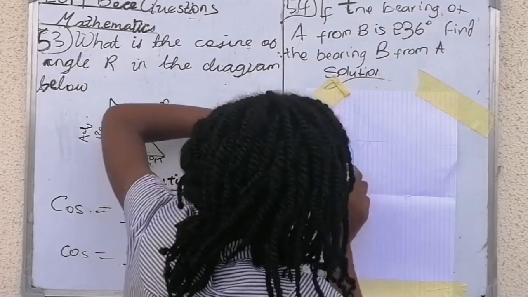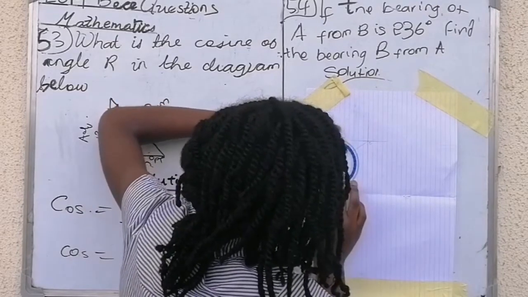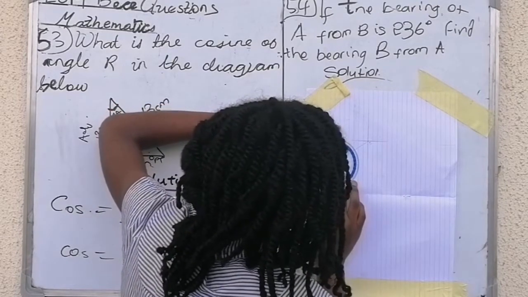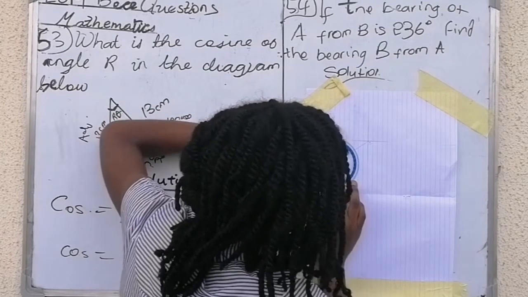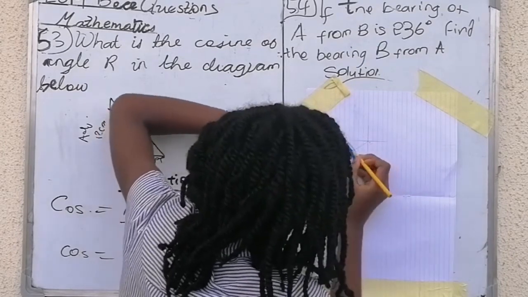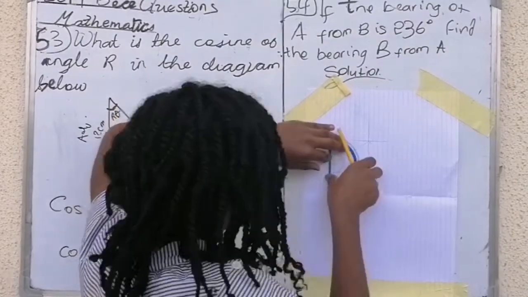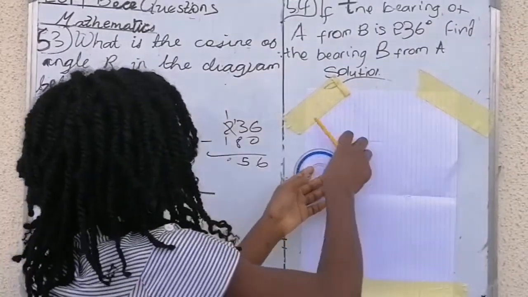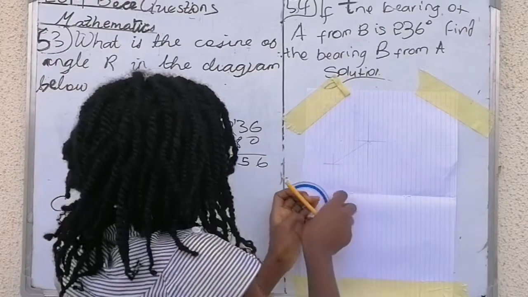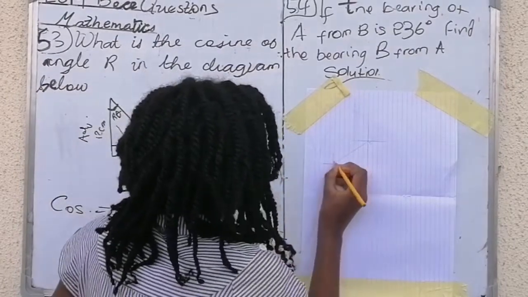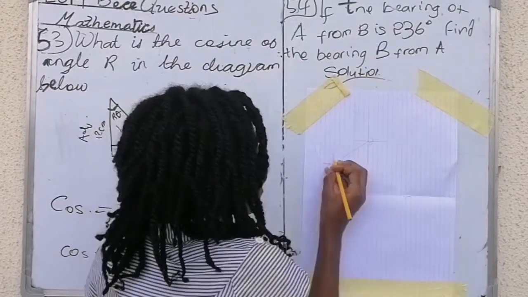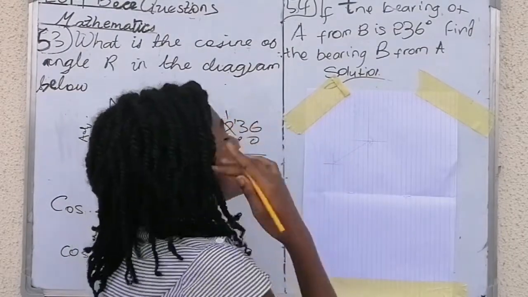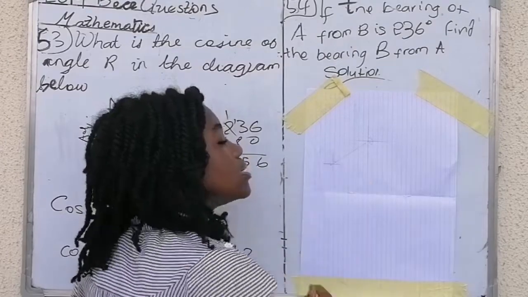Sorry, I turned it the wrong way. So as I'm calculating, let's count. This is 56 degrees. From here to here is 56 degrees. This is the bearing and this is the bearing. So this is A and this is B.